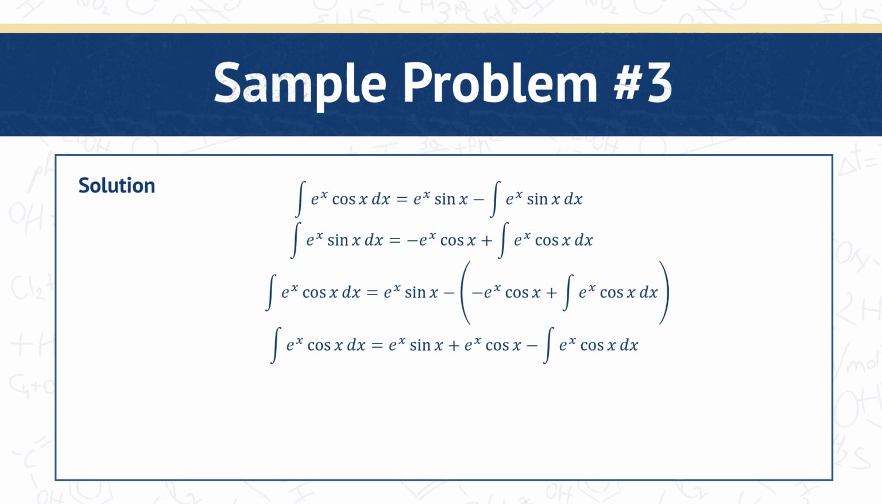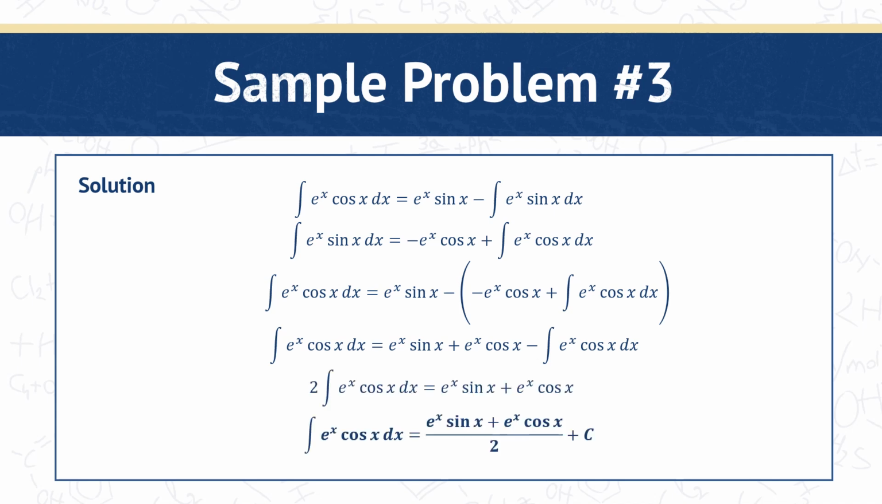Now notice how the integral of e raised to x cosine x dx appears on both sides of the equation, but with opposite signs. So what this means is that we can transpose this integral and isolate it on the left side of the equation. So when we do that, we are able to arrive at our final answer for the integral of e raised to x cosine x dx, which is e raised to x sine x plus e raised to x cosine x all over 2 plus the constant of integration. So that's it for our sample problem number 3.